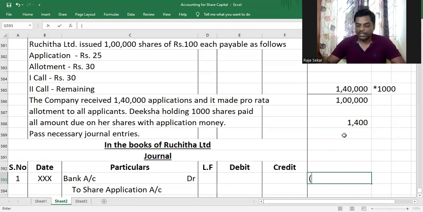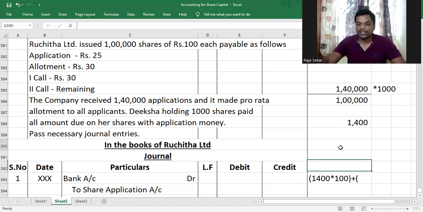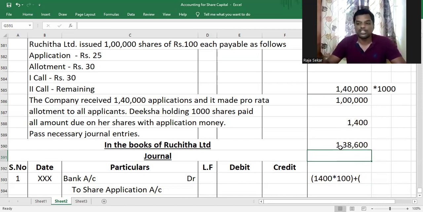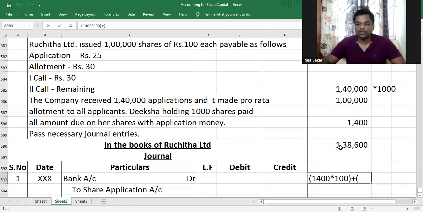So what is the application money received? It is on the 1,400 applications made by Diksha. Diksha has paid 100 rupees per application. And on the remaining applications, how much is the remaining? 1 lakh 40,000 was the total number of applications, out of which 1,400 applications belong to Diksha. So on the 1 lakh 38,600 applications, all the others are paid 25 rupees.